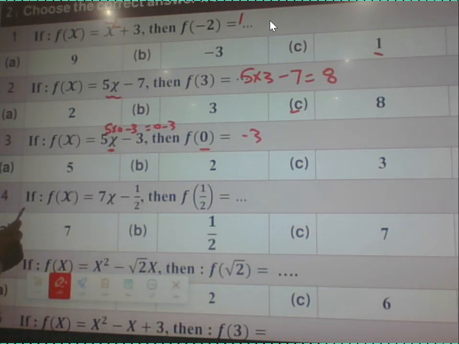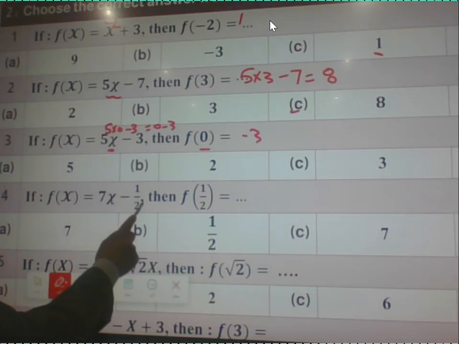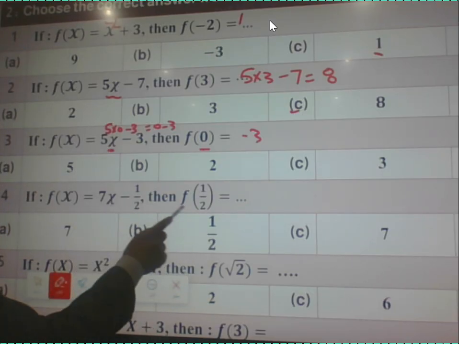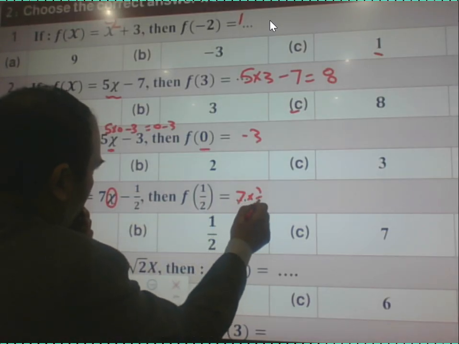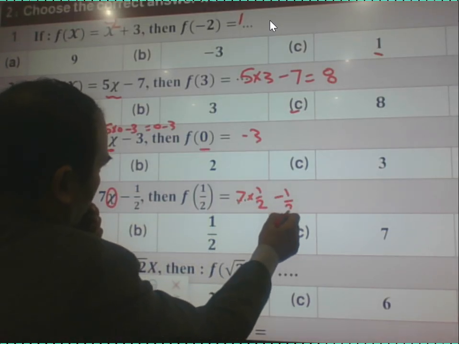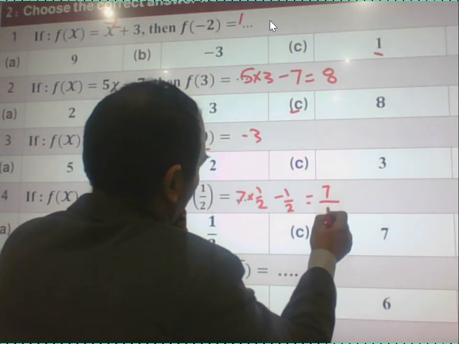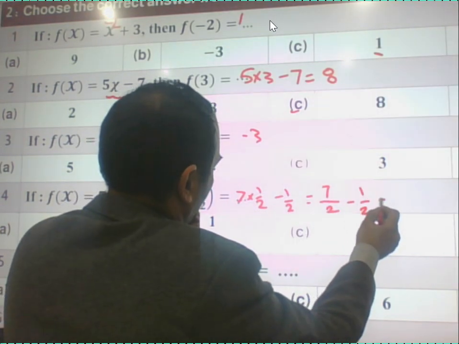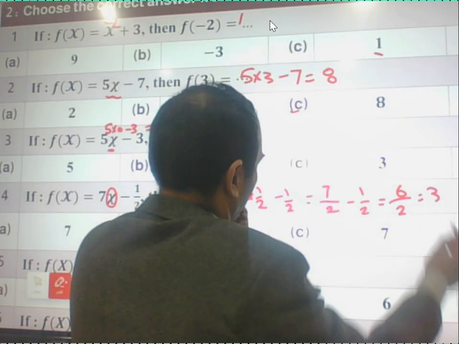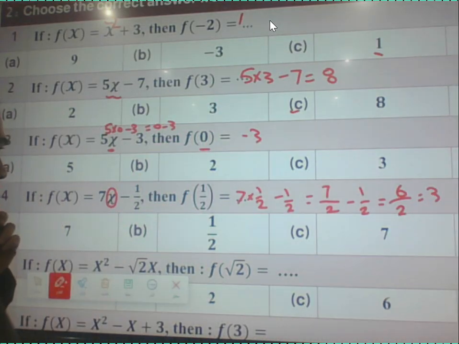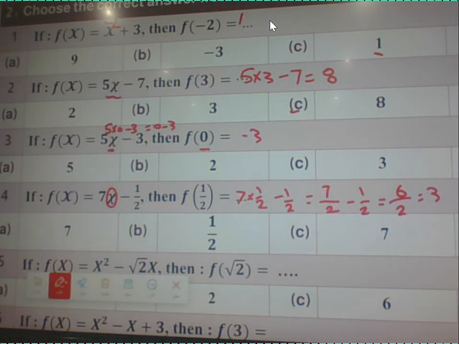Next question, number 4. If f of x equals 7x minus half, then f of half equals. Put the value of x here equal half. Then we have 7 multiplied by half minus half. 7 times half is 7 over 2 minus 1 over 2. You can write 2 in the denominator. 7 minus 1 equals 6. Then 6 divided by 2 equals 3.